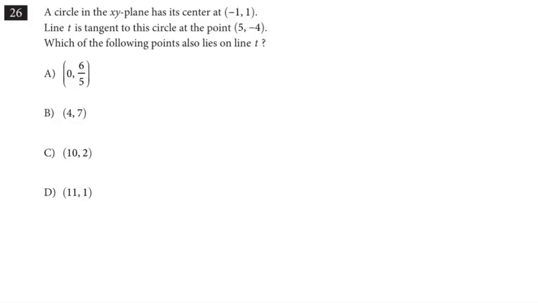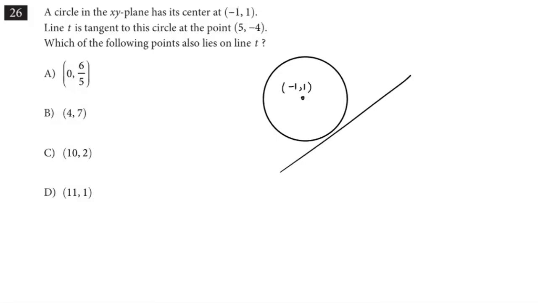So I need to draw this circle first. It's going to be something like this, with center at (-1, 1), and tangent at this point. There is a point which is 5 and negative 4. So this is what the tangent looks like. The best thing I can do is quickly make the equation of this tangent line and check which point fits on that line.